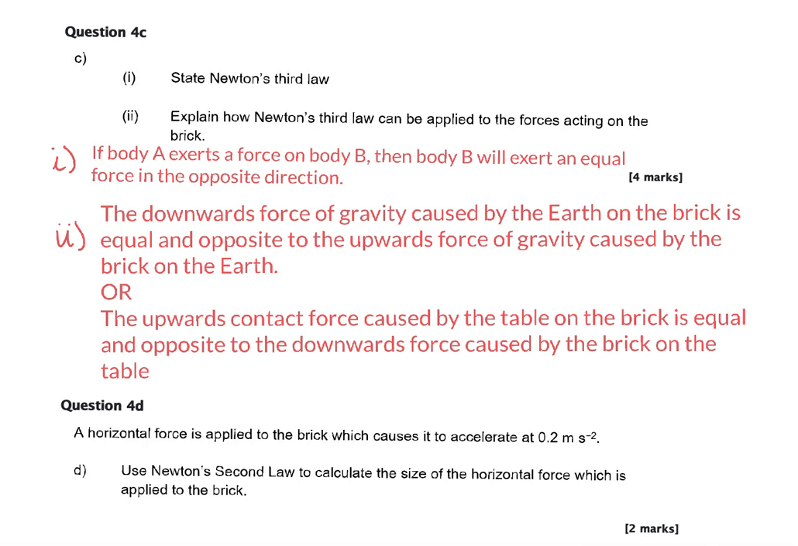One is the downwards force of gravity, which is caused by the earth on the brick. It's going to be equal and opposite to the upwards force of gravity caused by the brick on the earth. Or alternatively, you could talk about the contact forces. We're not talking about the fact that the contact force is equal and opposite to the gravitational force. That's just because the brick is stationary. Newton's third law always applies. So if we talk about the contact forces instead, we're saying the upwards contact force caused by the table on the brick is equal and opposite to the downwards force caused by the brick on the table.